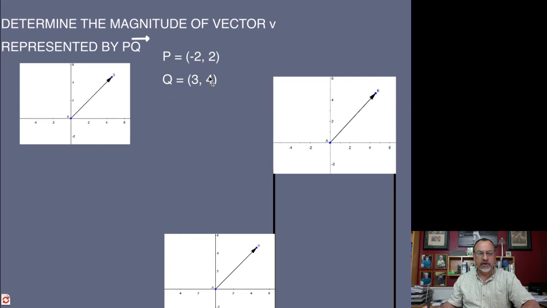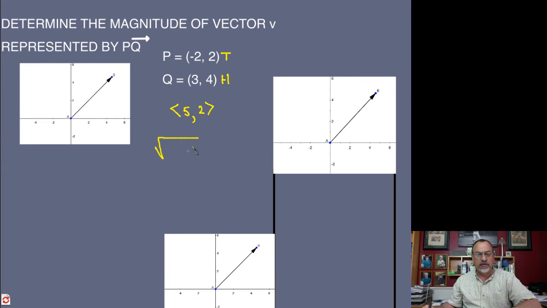So real quickly, an example. We're given the point (-2, -2) and the point (3, 4), and these are the points of the vector PQ. What's the magnitude? Again, we need to have the components, so we're going to use head minus tail. The ray is PQ, so P is my initial point or tail, and Q is my head. To figure out the components, I do head minus tail. So 3 minus -2 is 5, and 4 minus -2 is 6. These are the components of the vector PQ.